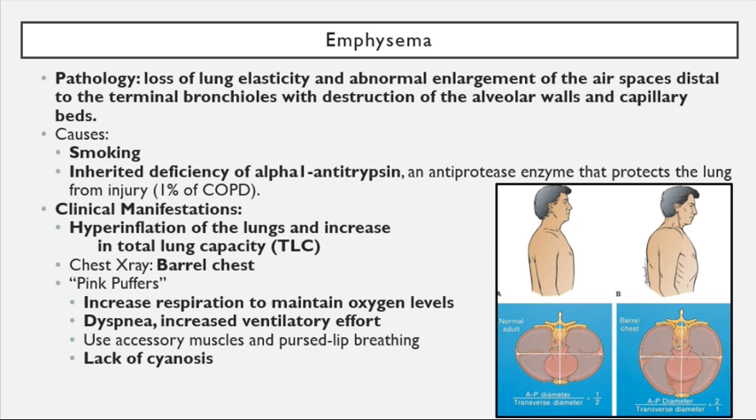This is a really cool protein if you ever study it at the biochemical level. I won't nerd out too hard right now, but I've done a lot of reading about alpha-1 antitrypsin for my work. The way you can remember this is that emphysema is the pink puffers. They have increased respiration to maintain oxygen levels, dyspnea, increased ventilatory effort, and a lack of cyanosis, right?